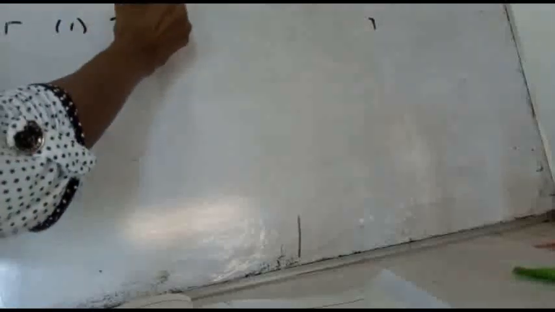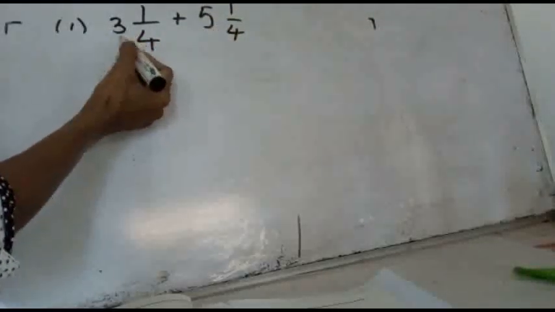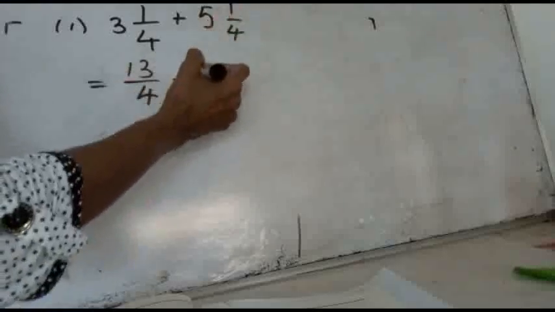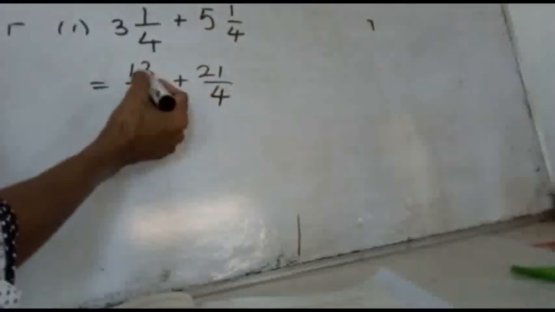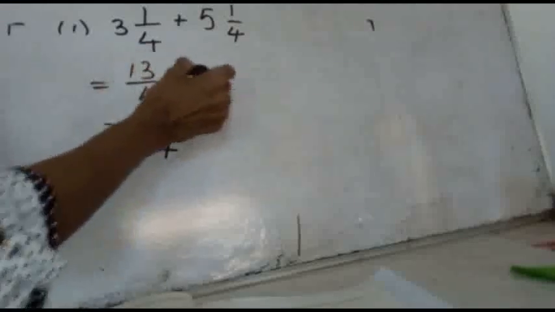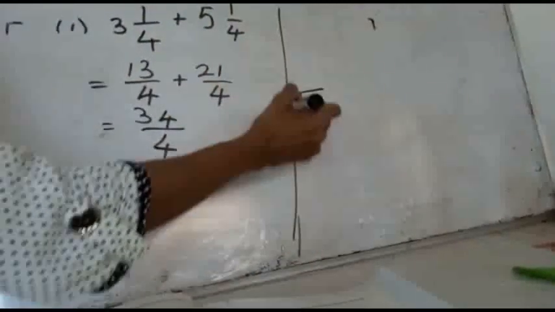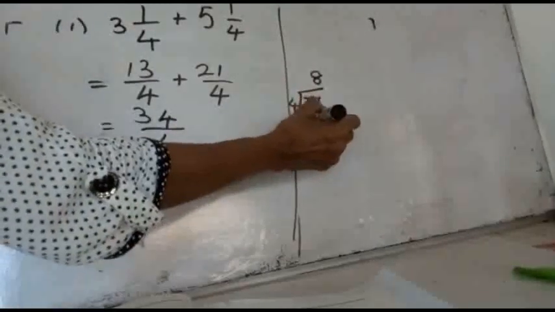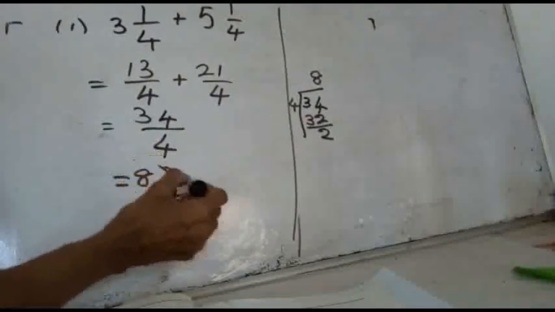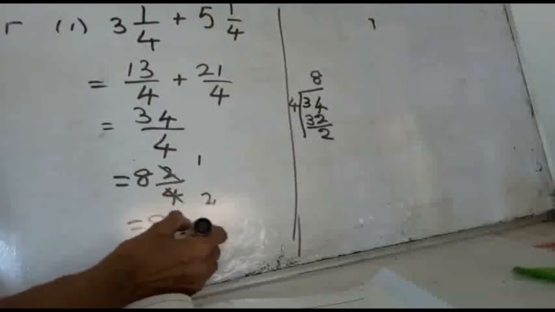I do some exercise of this method. 3 and 1 fourth plus 5 and 1 fourth. Here 4 times 3, 12 plus 1, 13 over 4 plus 4 times 5, 20 plus 1, 21 over 4. Here denominator is 4. 13 plus 21, 34. 34 is larger than 4. 34 divided by 4. 4 times 8, 32, remaining 2. 8 and 2 fourths. 2 and 4 divided by 2. 2 divided by 2, 1. 4 divided by 2, 2. 8 and a half is the answer.